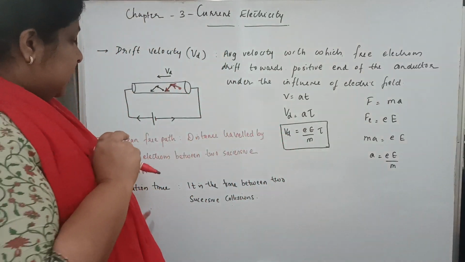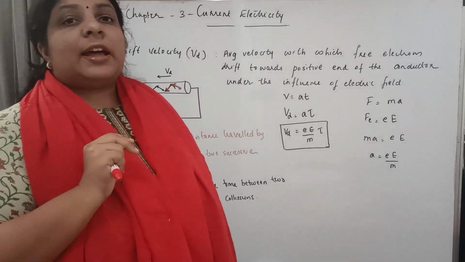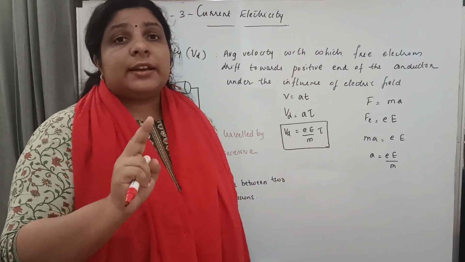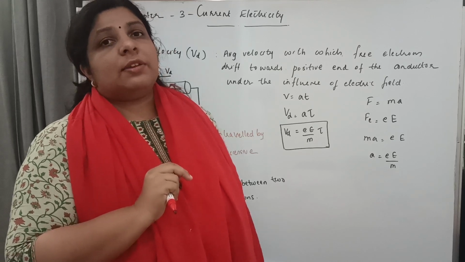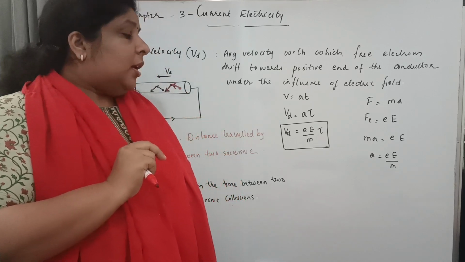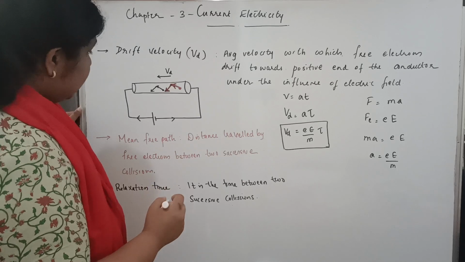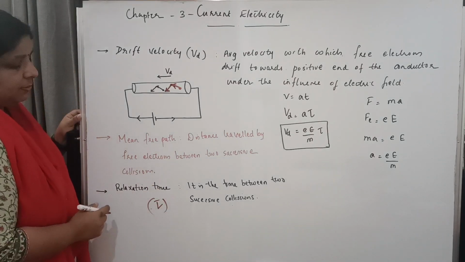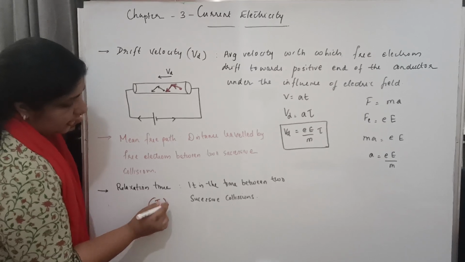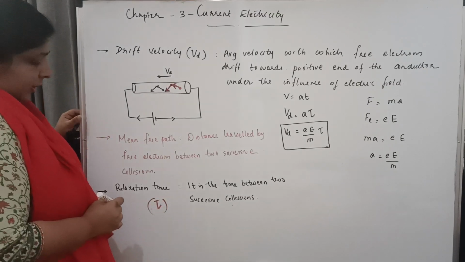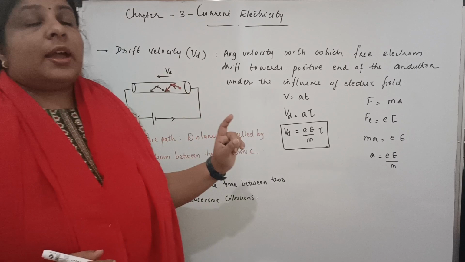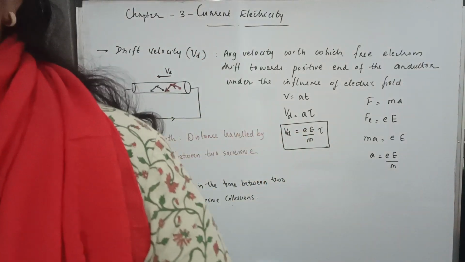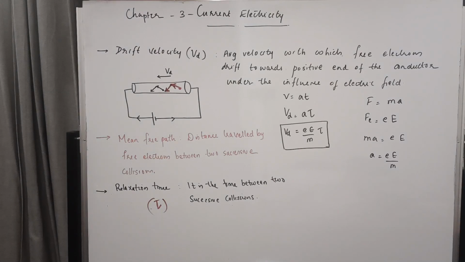Now the third term is relaxation time. It is the time between two successive collisions. Relaxation time is represented using the symbol tau. Now let us derive an expression for drift velocity.